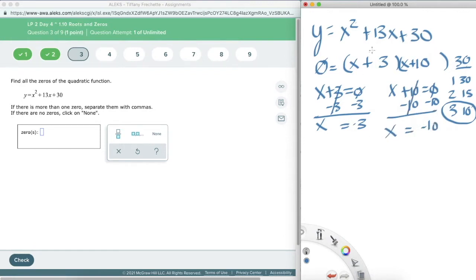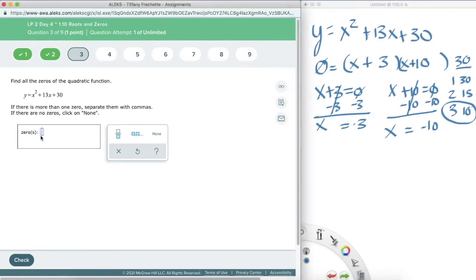And again, I was anticipating 2 because of that square. So that definitely lets me know, that kind of identifies how many I should be looking for. So we have negative 3 and negative 10. Check.